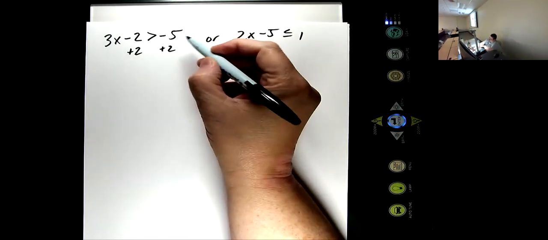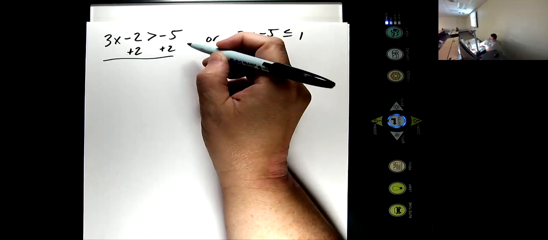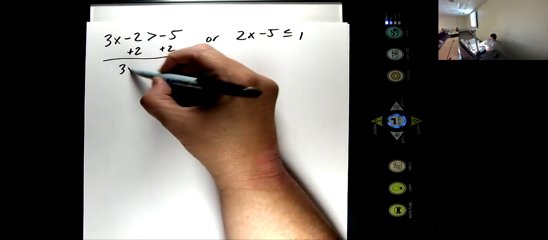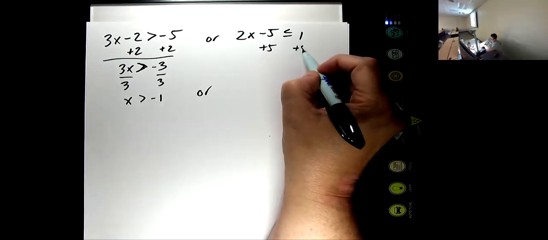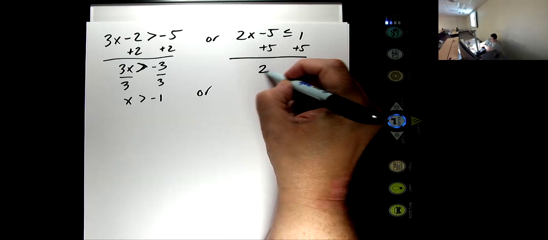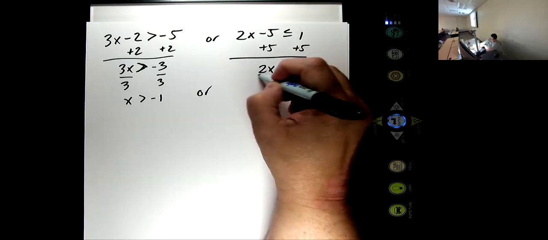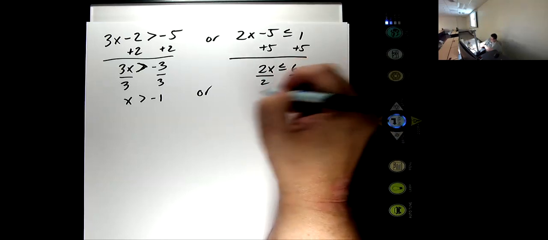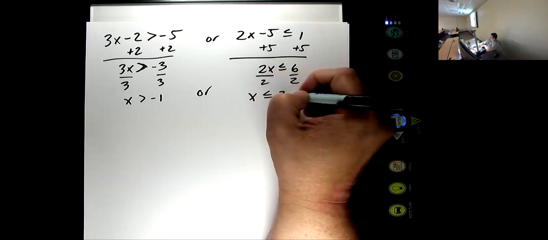We'll add 2 to both sides on this one to get 3x by itself. So we get 3x is greater than -3. Then divide by 3. And I get x is greater than -1. Or, we add 5 to both sides, and we have 2x is less than or equal to 6. Divide by 2, and I get x is less than or equal to 3.